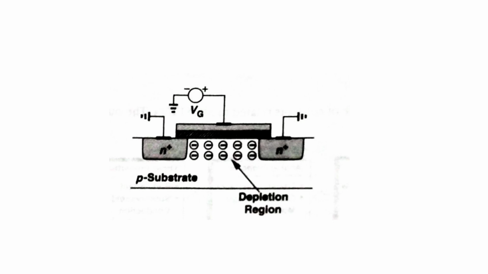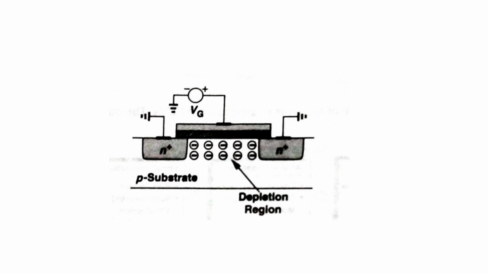When there is a larger number of negative ions formation, that is, when you are increasing the voltage at the gate terminal, after a particular voltage there will be a large number of negative ions, and those ions form the channel. That voltage is called threshold voltage. So after a particular voltage there will be a strong channel formation. That voltage is called threshold voltage.